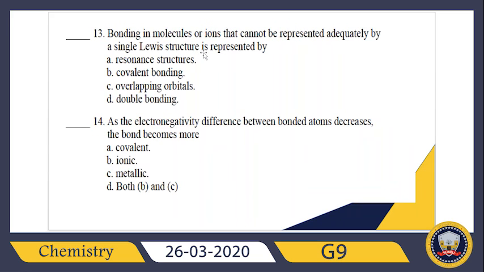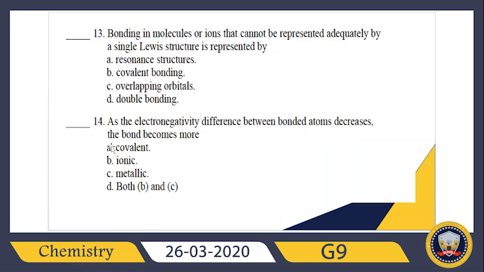Now, bonding in molecules or ions that cannot be represented adequately by a single Lewis structure is represented by what? We took this before, when I cannot draw a single Lewis structure for this compound or molecule. It was the lesson about resonance. So the answer is A, resonance structures. The answer of 13 is A.